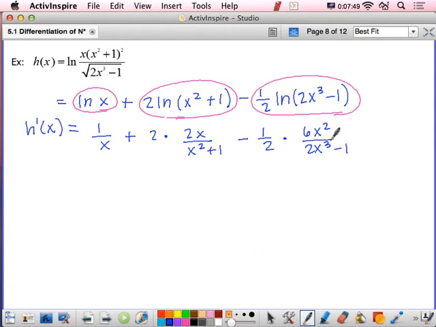Good. Okay. So then you just go through and clean up each term. This one can stay 1 over x. This one will become 4x over x squared plus 1. And this one will become negative 3x squared over 2x cubed minus 1. I went ahead and simplified the 1/2 times the 6 there, because they're monomials and you can do that.